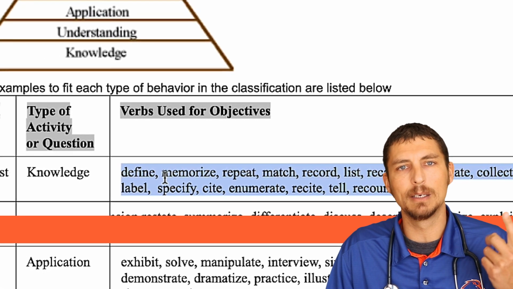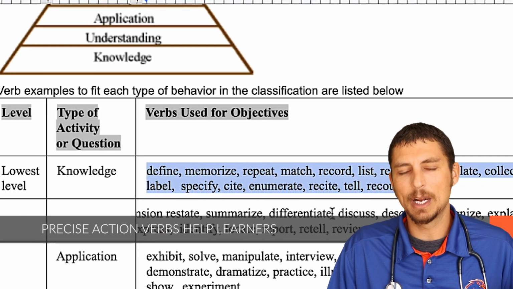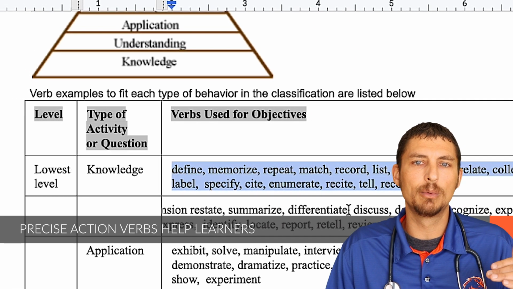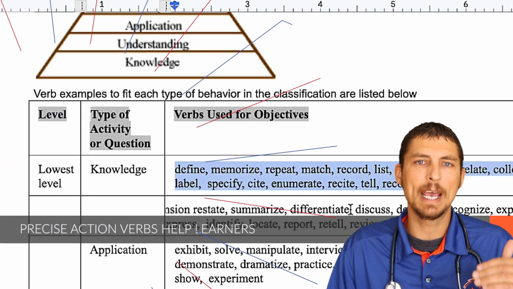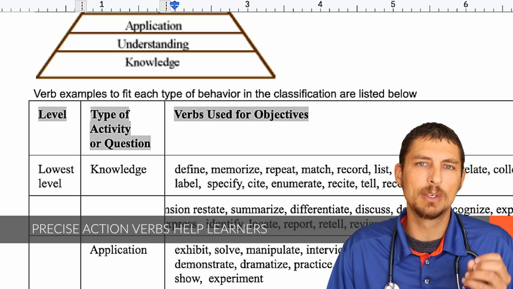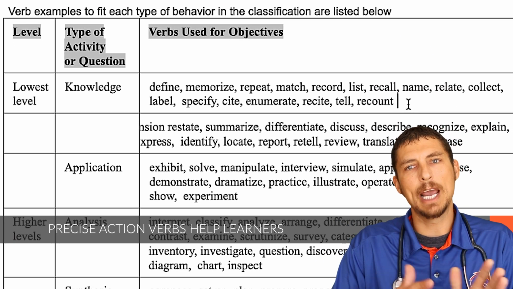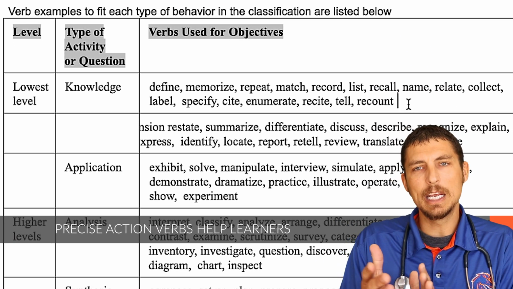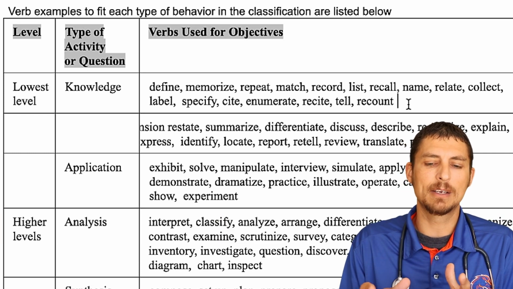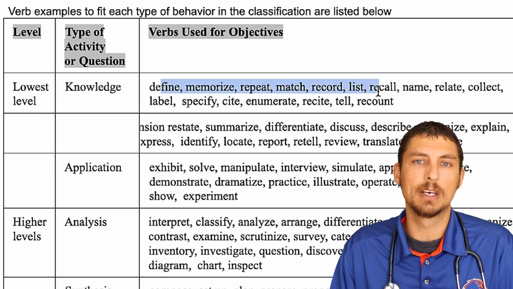So things like defining, memorizing, repeating, matching, recording, printing it out, telling, recounting it, citing it. Those are all really, really basic learning activities. And so therefore these action verbs are going to indicate to the student exactly what they need to do. Now, the alignment aspect comes in where in your assessment, you're actually going to produce some type of activity that allows your student to demonstrate their ability to do these exact things.